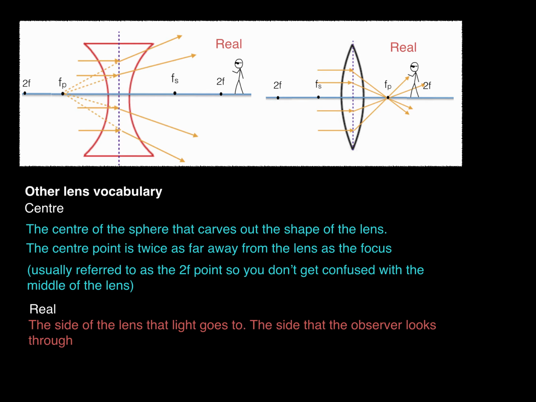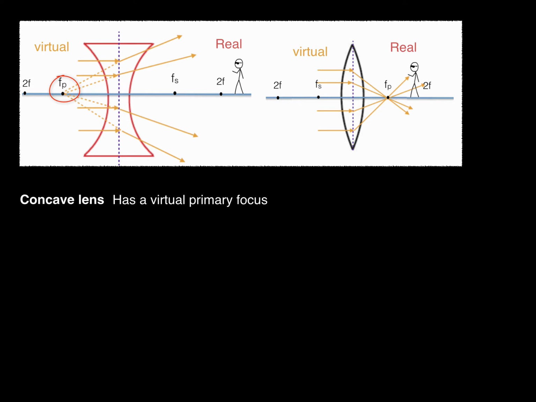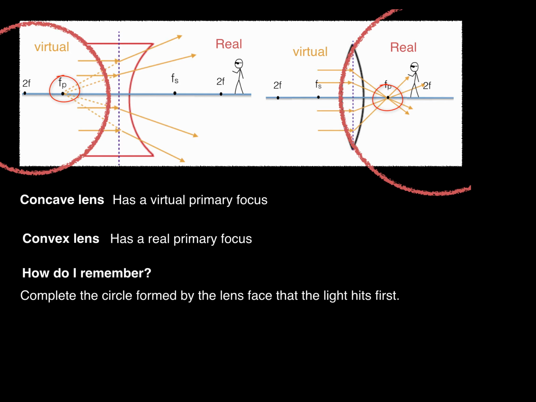Real is the side of the lens that light goes to. This is also the side that the observer looks through. Virtual is the side of the lens that light comes from. A concave lens has a virtual primary focus. A convex lens has a real primary focus. It can be tricky to figure out which focus of the lens is the primary and which is the secondary. How do I remember? If you complete the circle formed by the lens face that the light hits first, the primary focus will be inside that circle.